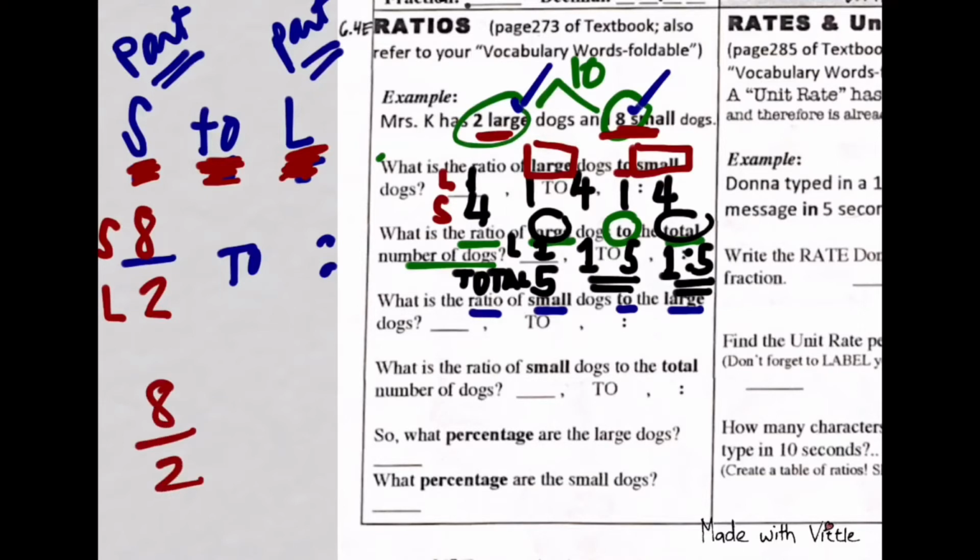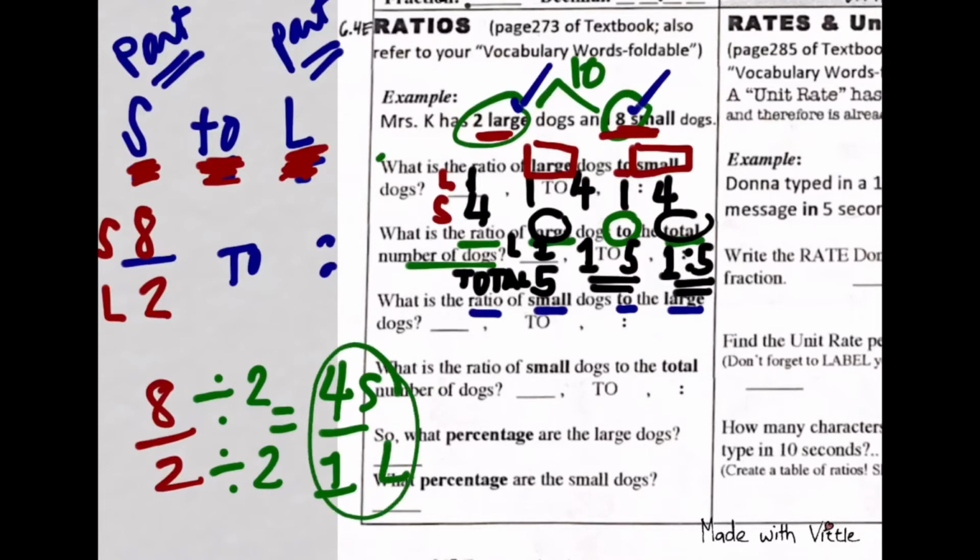Now, can we simplify 8 to 2? Yes, we can. Use your greatest common factor. For 8 and 2 will be 2. So 8 divided by 2 is 4. 2 divided by 2 is 1. So 4 is still the number of small dogs, and the 1 is the number of large dog.